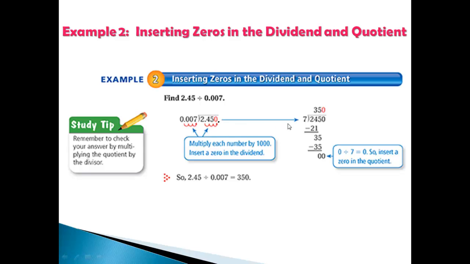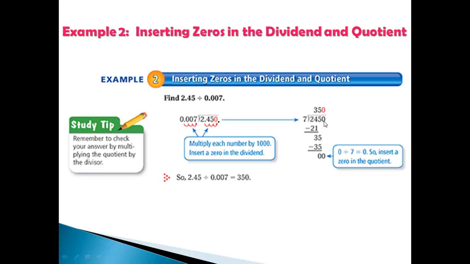So now our problem is 2,450 divided by 7. 7 goes into 24 3 times, and 3 times 7 is 21. When we subtract, we get 3, and then we bring down our 5. 7 goes into 35 5 times, and 5 times 7 is 35. We're going to subtract and get 0.